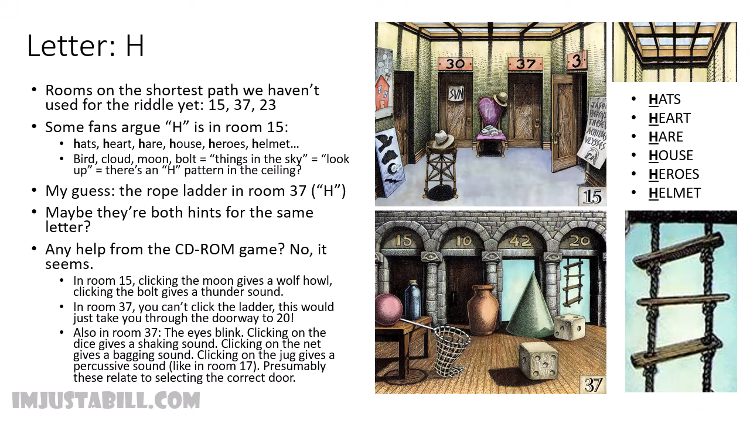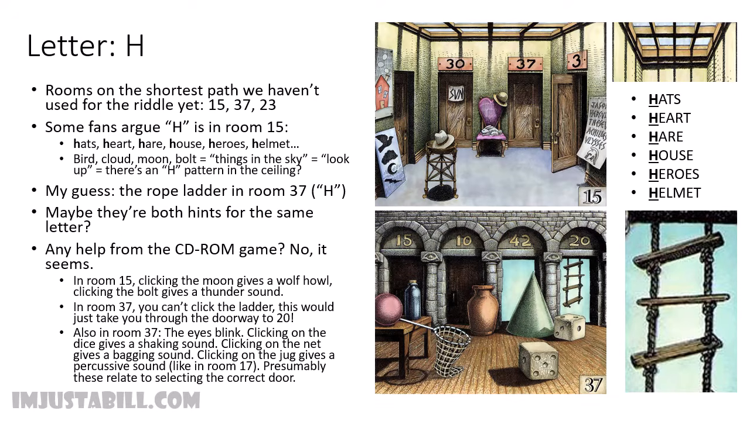Some fans argue that H is in room 15. So I have the picture there of room 15. And if we look at room 15, there are a lot of H words. There are 2 hats. There's a heart-shaped chair. On the chair is a hare, a rabbit, H-A-R-E. On the left end of the room, there's a poster of a house, a drawing of a house. And on the other end of the room, to the right, there's a list of Greek heroes. And underneath that is a helmet. So a lot of H words.